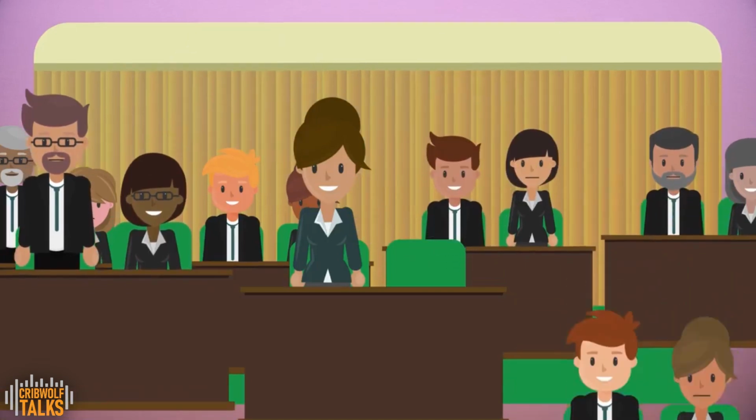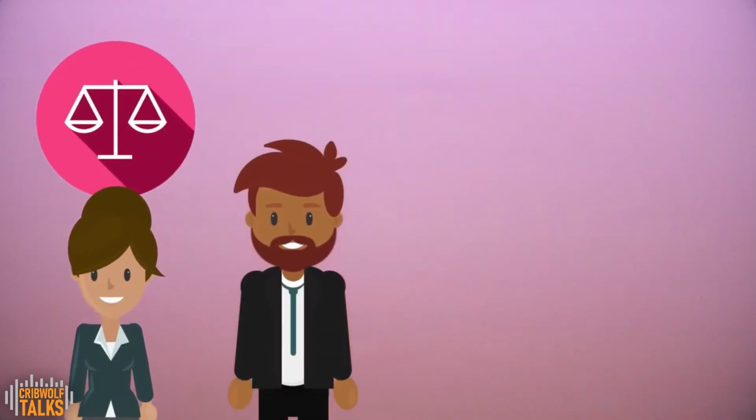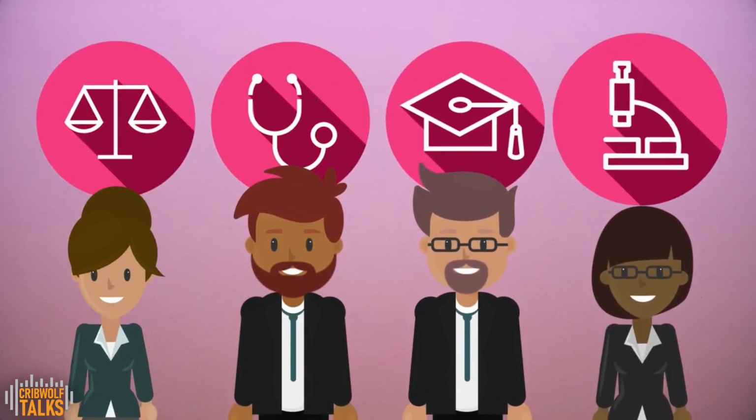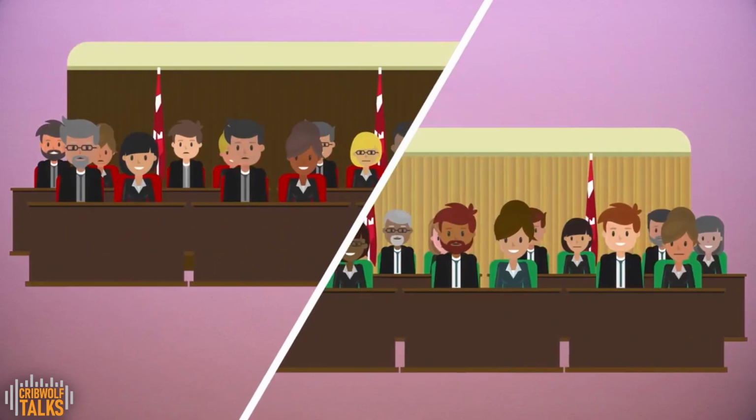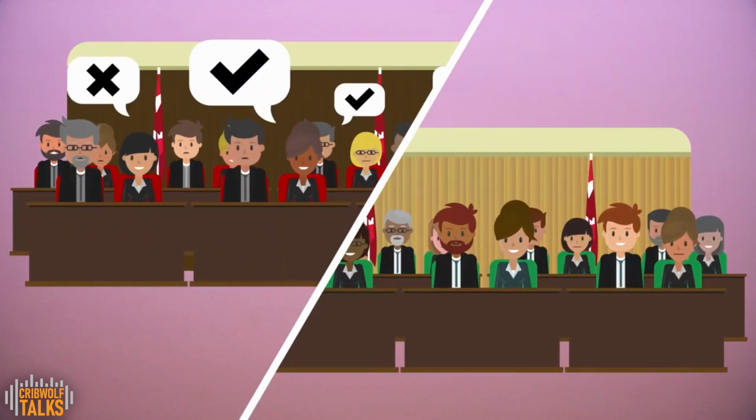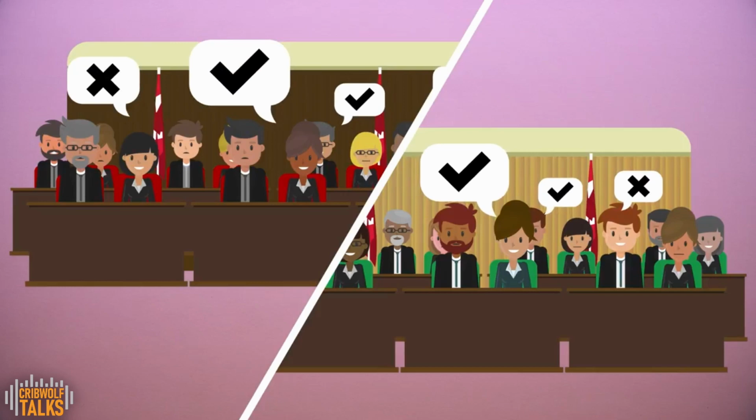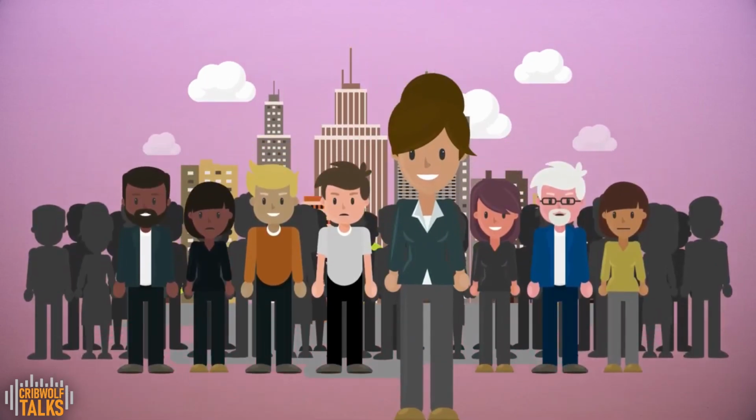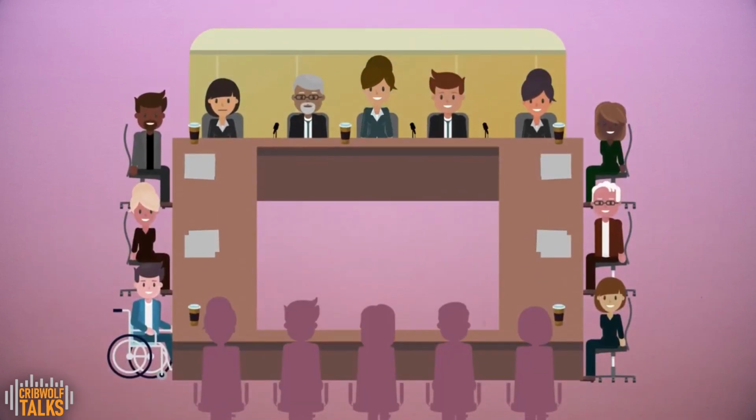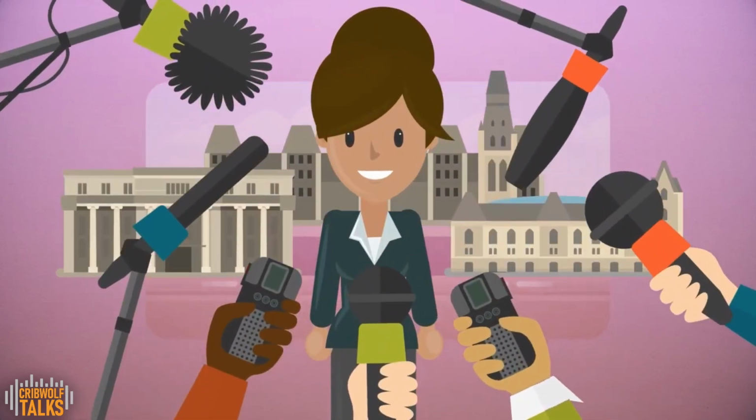Parliamentarians come from many different backgrounds. Some are lawyers, doctors, teachers, or scientists. Their experiences bring multiple viewpoints to Parliament. In the Senate and House of Commons chambers, parliamentarians propose, debate, and study bills, which are proposals for new laws. But their role goes way beyond the chamber floor. They serve the people they represent and meet with concerned citizens. They are members of committees where they study bills and other important issues. They talk to journalists and attend conferences, events, and ceremonies.